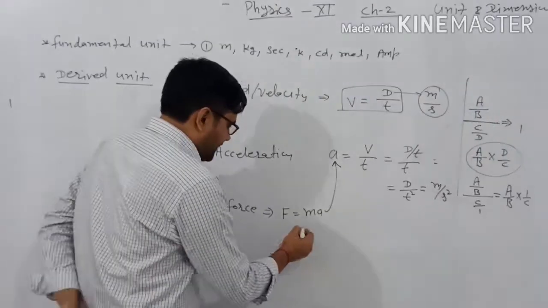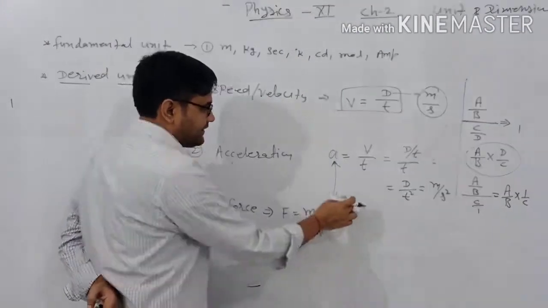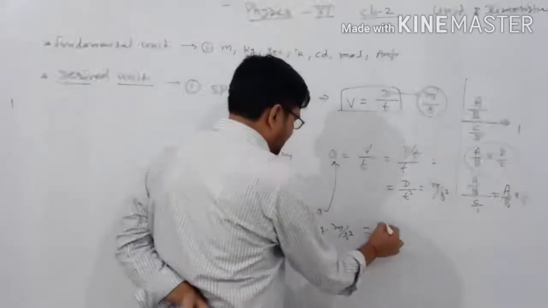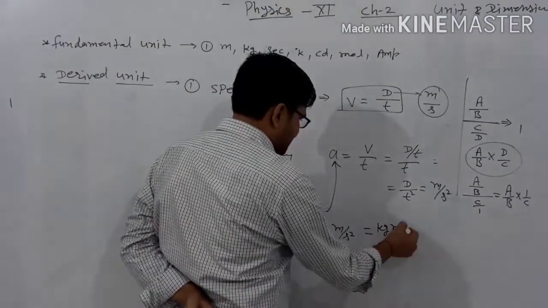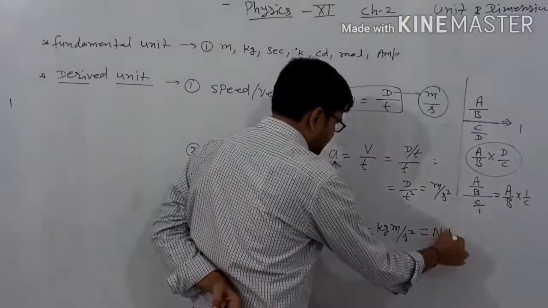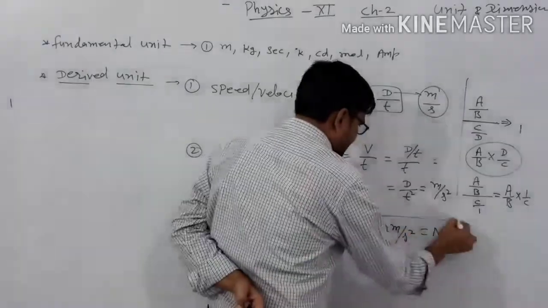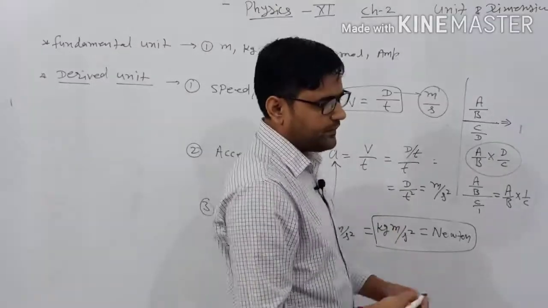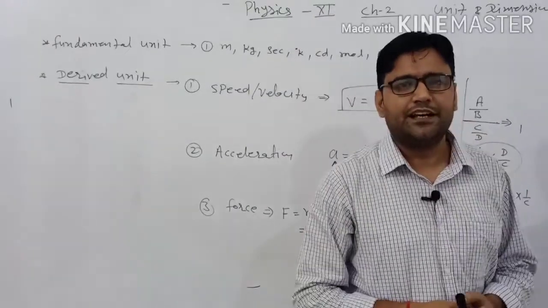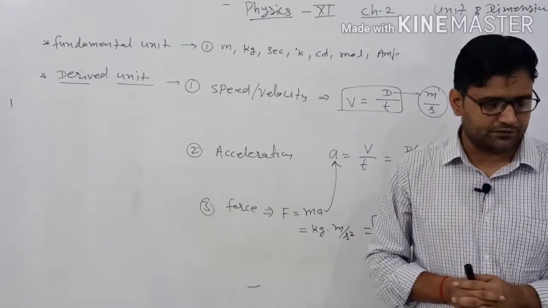Now for that formulation, m is represented in terms of the kilogram and the acceleration in terms of meter per second square. So kilogram kg meter per second square is equated by the Newton. Kg meter per second square is equated by Newton. When we discuss force in further chapters in detail, at that moment we will just consider the unit of force in terms of the Newton.